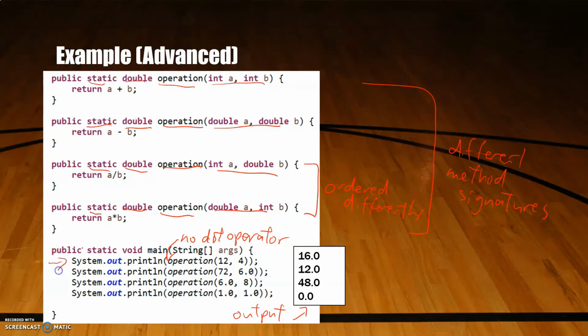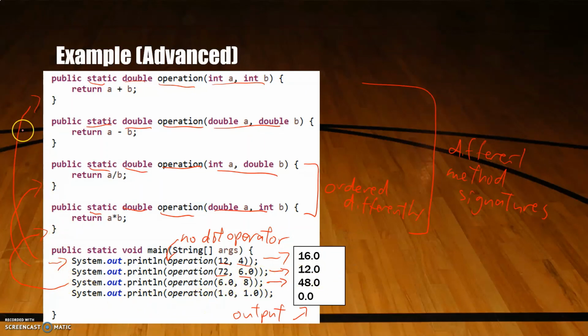For the first print statement, because both are integers, the first one is called, and so it's a plus b. For the second one, because it's an integer then double, it refers to the third method, which is a divided by b, or 12. For the third print statement, because the first is double and the second is an integer, it's a times b, or 6 times 8, which is 48.